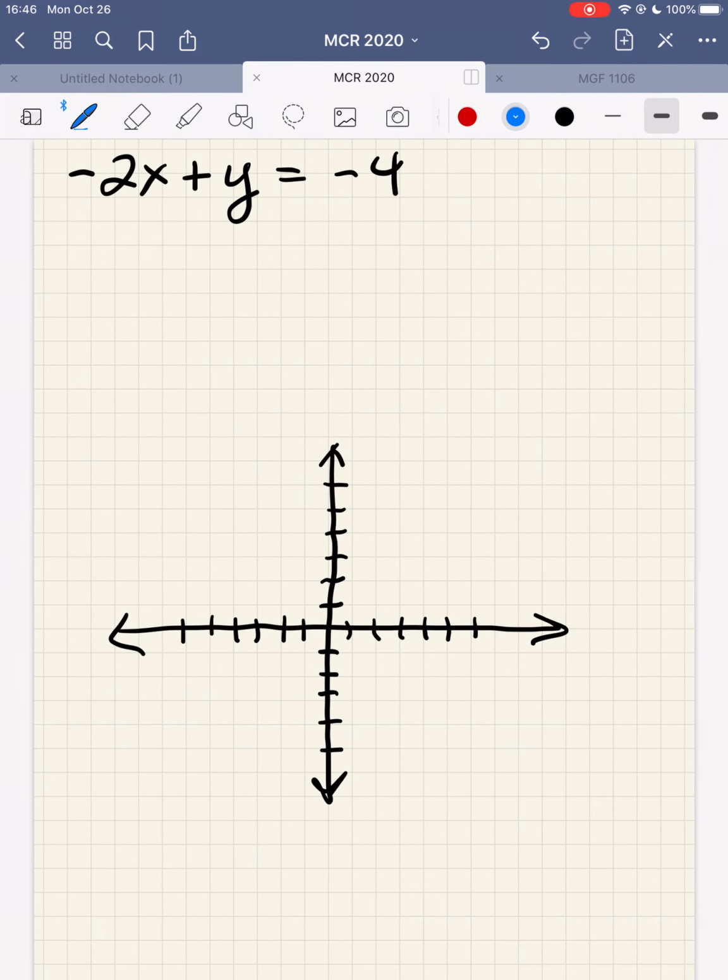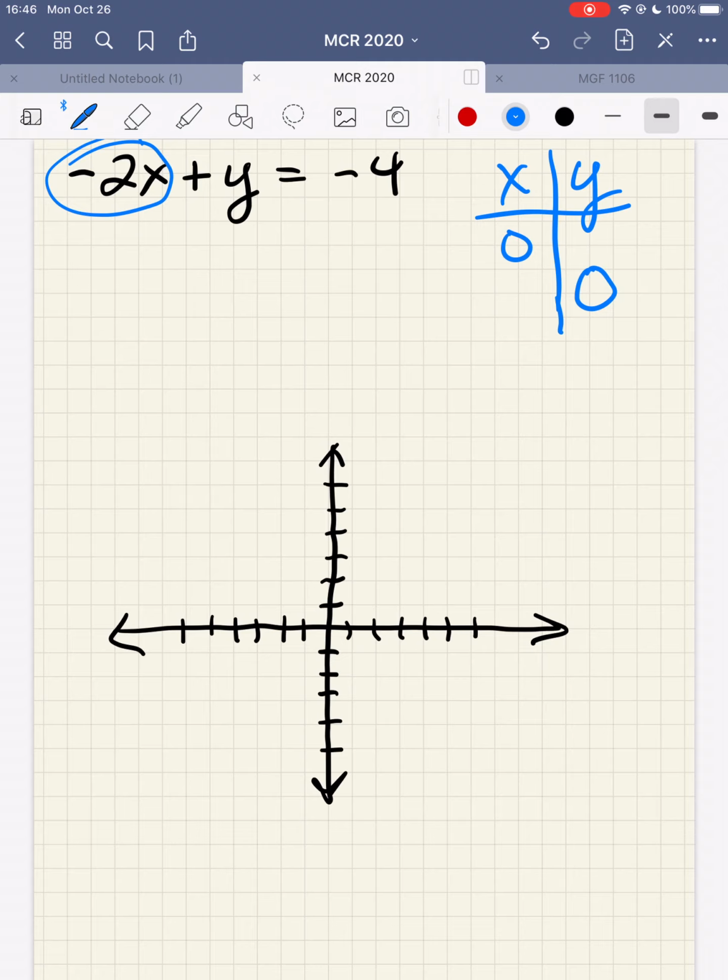Right? So again, I'm going to graph using intercepts, so I have x and y. And at one point x is going to be 0, and at one point y is going to be 0, and I'm going to go ahead and figure this out. So when x is 0, this piece here disappears. Okay? So because that disappears, I have y is equal to negative 4. Wow, that was easy.